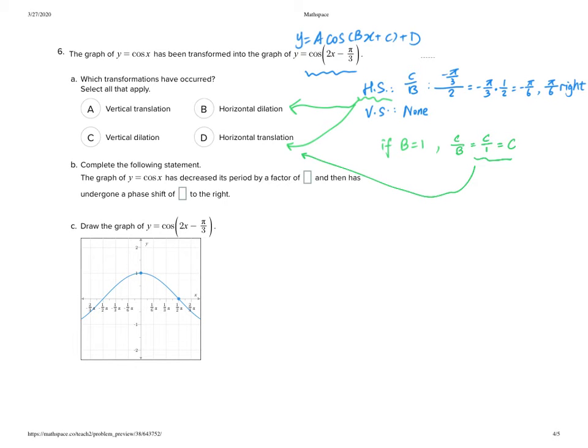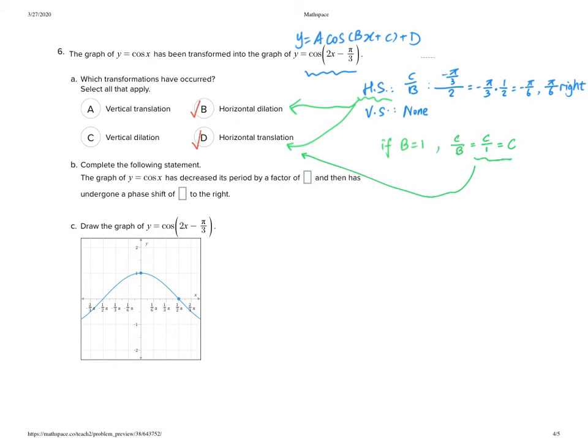For this question, y equals cosine 2x minus pi over 3, we do have a b value. So we do have both cases here, which is horizontal dilation and horizontal translation.